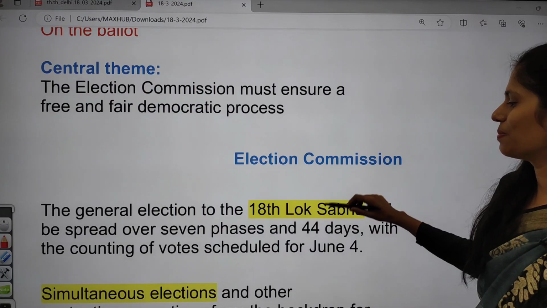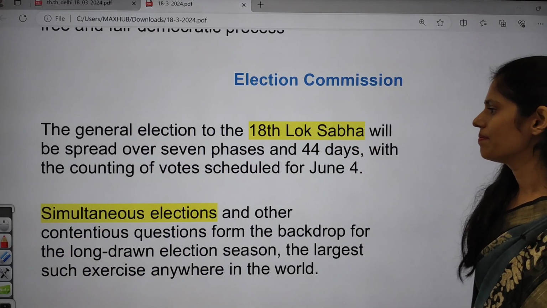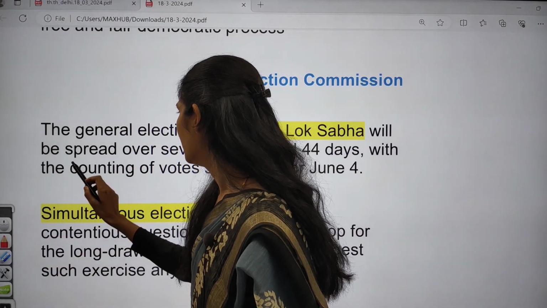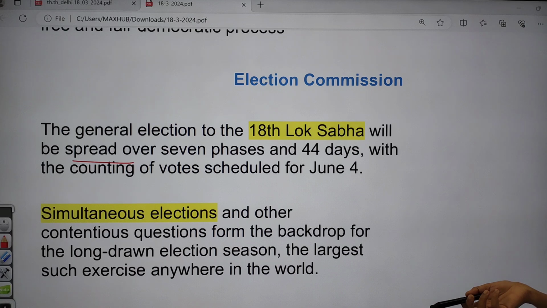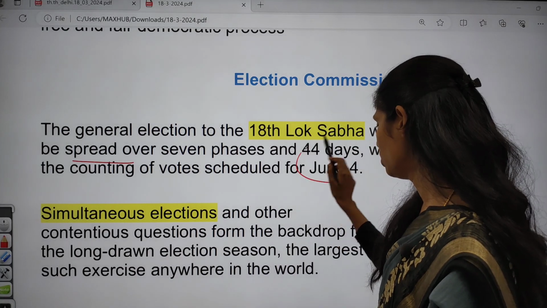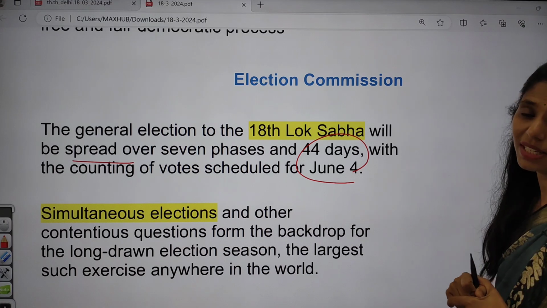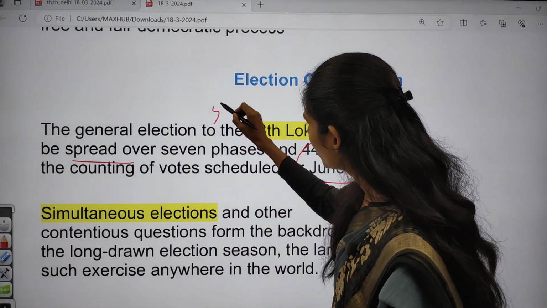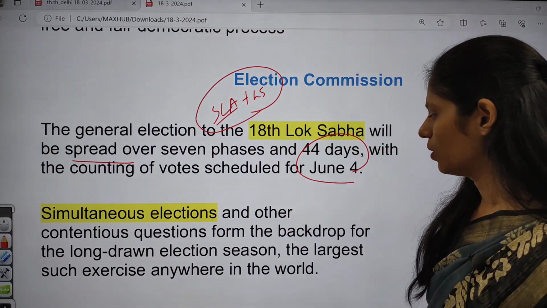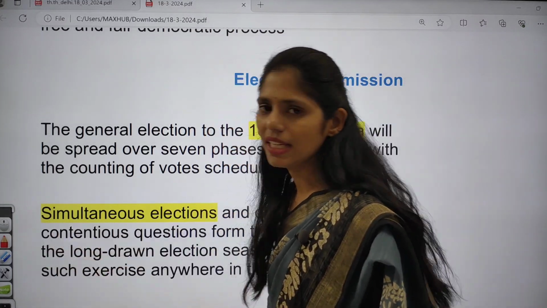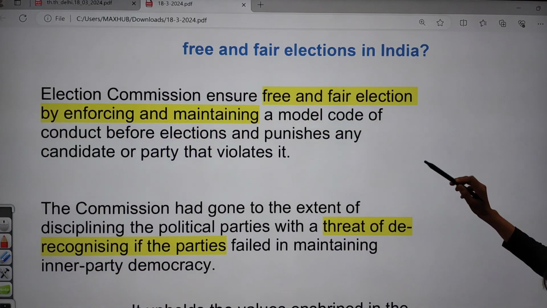Why is it in the news? Because we are going to have the general elections to the 18th Lok Sabha, and they can be done in around 7 phases and 44 days, and counting will be scheduled for June 4th. And even 4 states are having simultaneous elections, that is, elections for the state legislative assembly and Lok Sabha together. And we are going to see how the Election Commission can ensure free and fair elections.